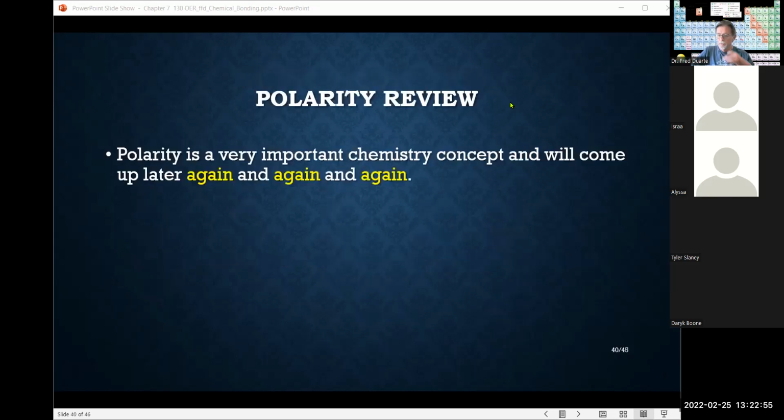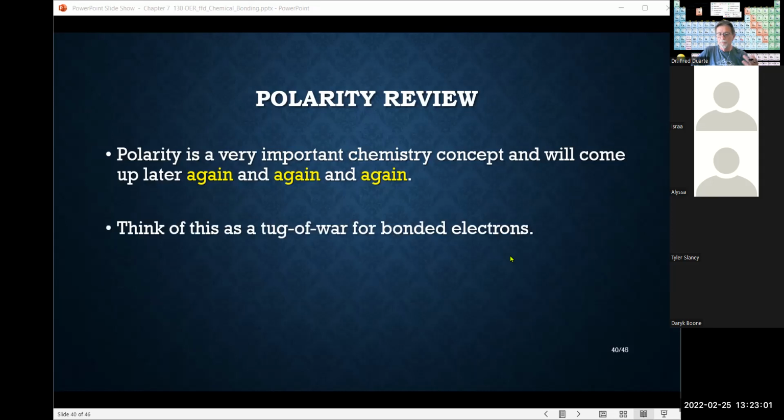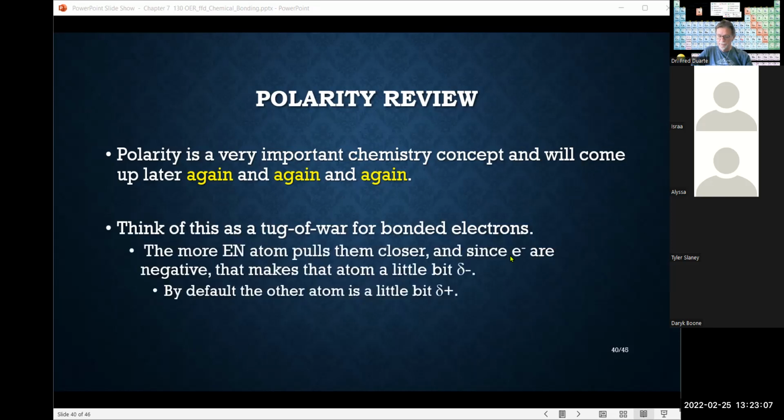All right, so polarity is a very important chemistry concept, and it comes up later over and over and over again, okay? Just think of it as a tug of war of electrons, bonded electrons, okay? And it has nothing to do with lone pairs, just bonded electrons.